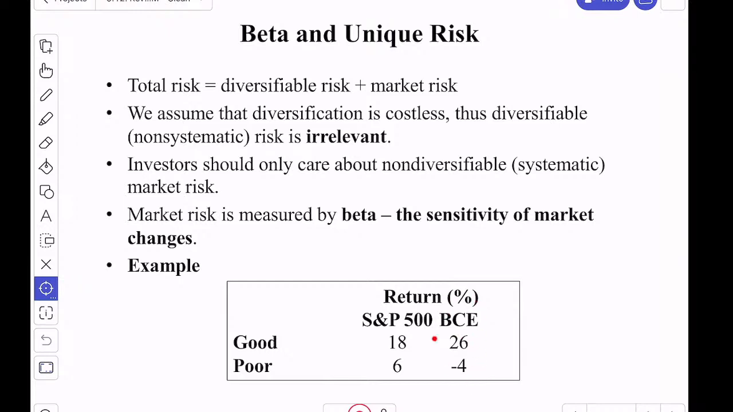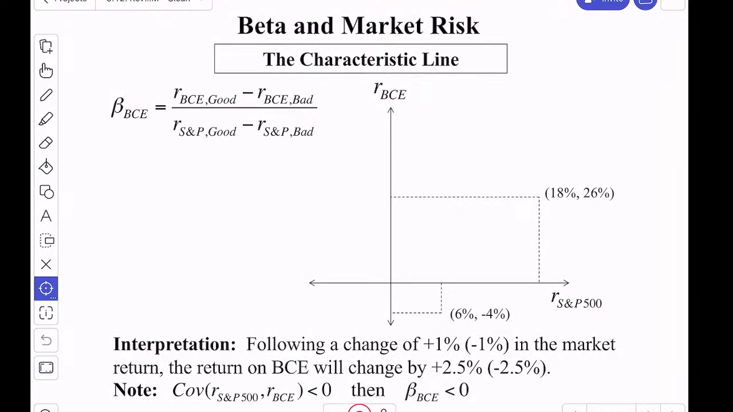Here's BCE, remember that company Bell Canada Enterprise stock returns, and this is the S&P 500, a proxy for returns on the market or market performance. So it looks like when the economy does well, BCE does well, and when the economy does poorly, BCE does poorly. So they're correlated positively. And if we're to calculate the sensitivity, a measure of relationship between the returns to the market and the returns to the stock, here is the plot.